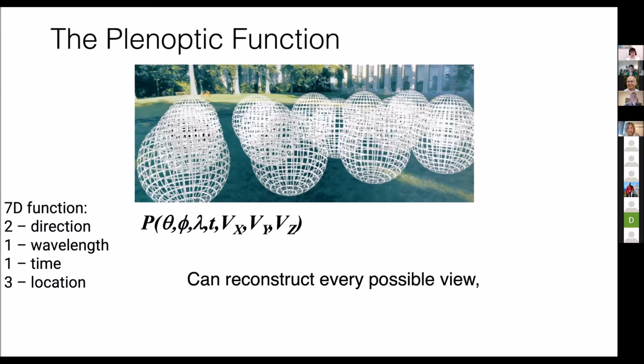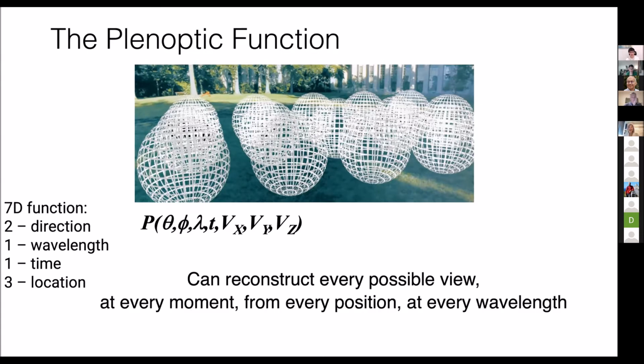This function can reconstruct every possible view at every moment from every position at every wavelength that anyone has ever seen. It's the entirety of our visual reality. It has every photograph, every movie, anything that people can ever see. This is crazy. Teaching is really good because I've heard about this multiple times, but it didn't really click until I started teaching what this was. This really is a model of everything that we can ever see for virtual reality.